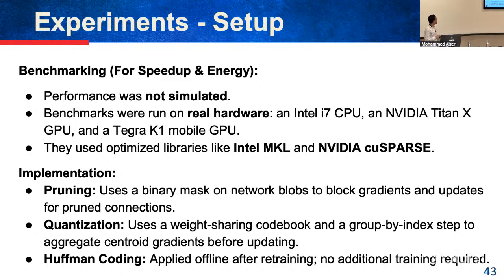And I just want to go through the implementation steps. This was already explained by Rahat and Apu, but I want to go through it again. Pruning was implemented by using binary masks on network blobs, which block the gradients and then update the pruned connections. Quantization was implemented by using a weight-sharing codebook and a group-by-index step, which can be used to aggregate the centroid gradients before updating. And Huffman coding is applied after the retraining, and no additional training is required for this phase.